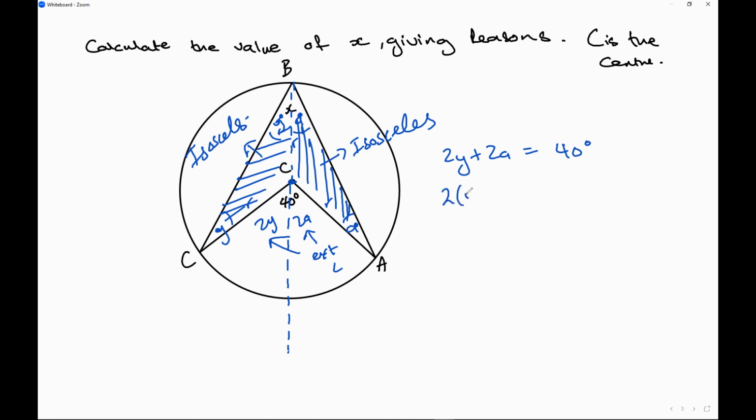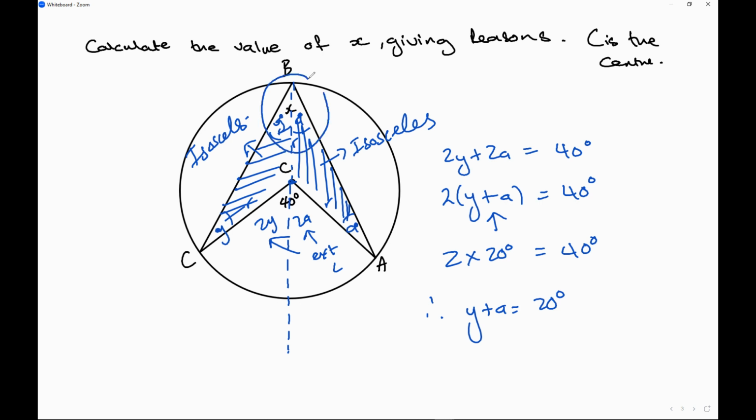If I take out 2 from there as a factor, then surely this has to be 20 degrees, right? Because 2 times 20 equals 40 degrees. So therefore, y plus a must equal 20 degrees. And where is y plus a? Y plus a is there at the top. So therefore, x is equal to 20 degrees. And this is the proof of angle at the center is equal to 2 times the angle at the circumference. If you're asked to prove it, then you would basically use that as a methodology behind it.